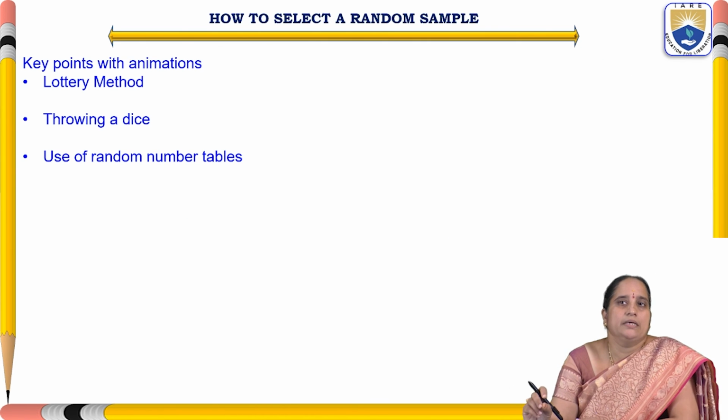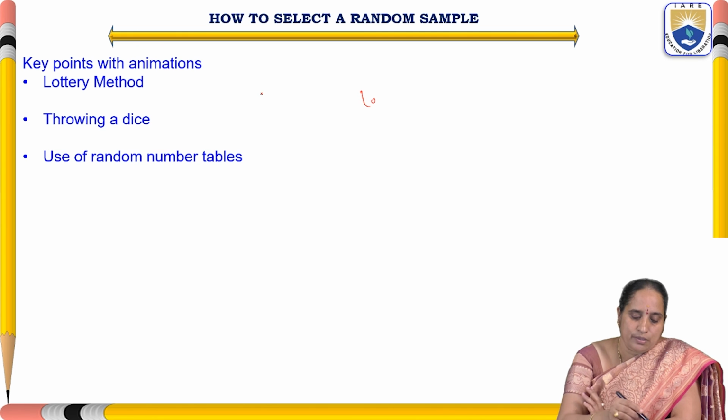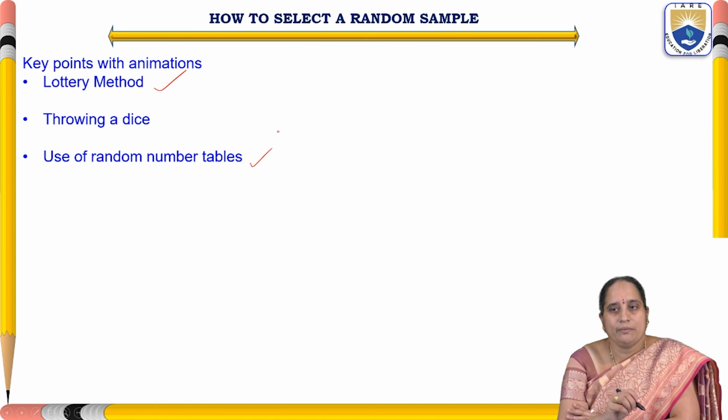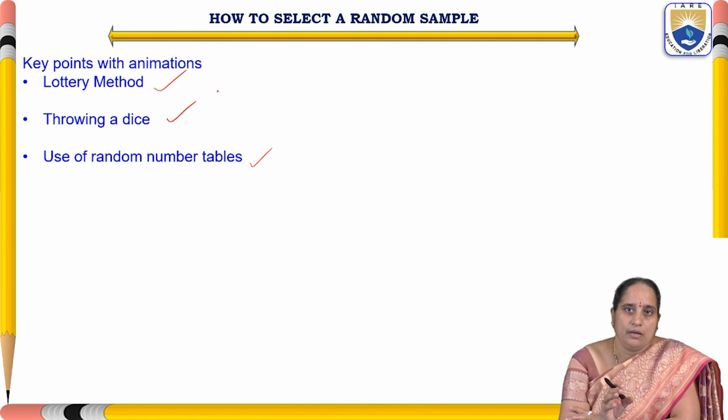Then how do we select a random sample? There are different types of methods. When you're talking about simple random sampling, we have three methods. One is the lottery method, another is throwing a dice, and the other appropriate method is use of random number tables. In the lottery method, we generally write the names of items on small sheets, and put all the sheets in a box. We shuffle them thoroughly. Then from that we pick one sheet. That is how we pick random samples using the lottery method.